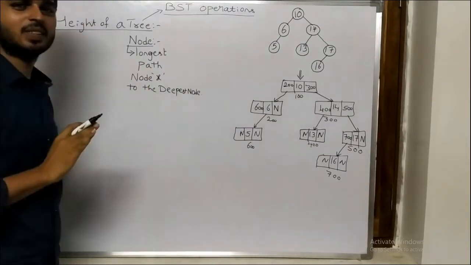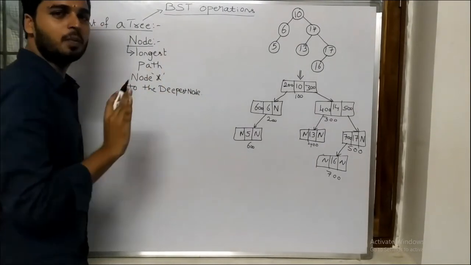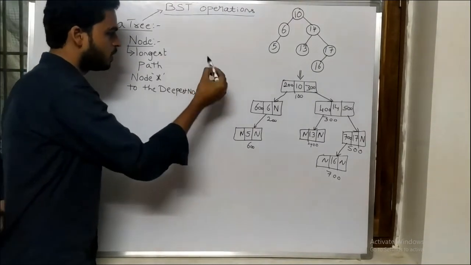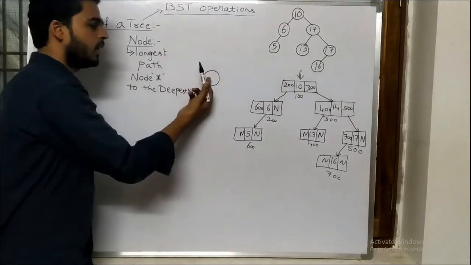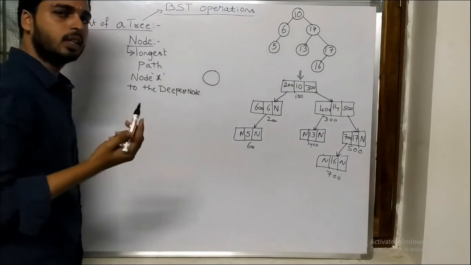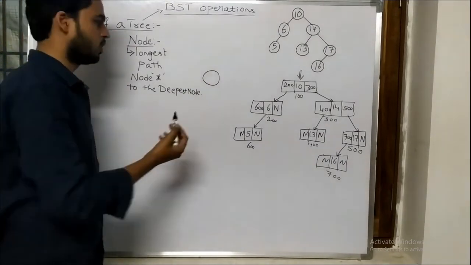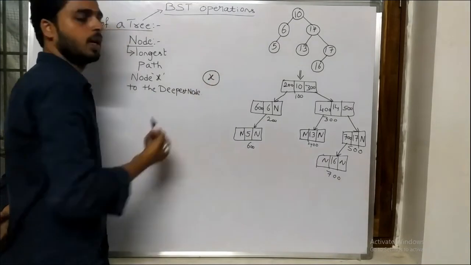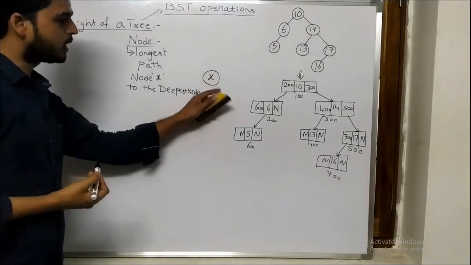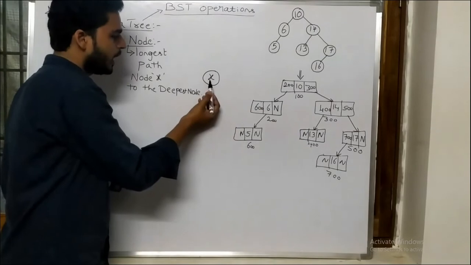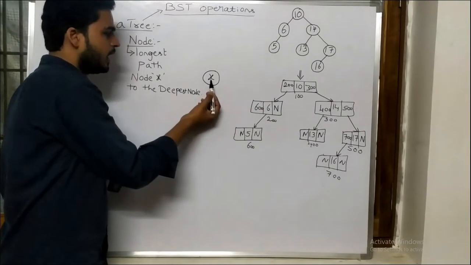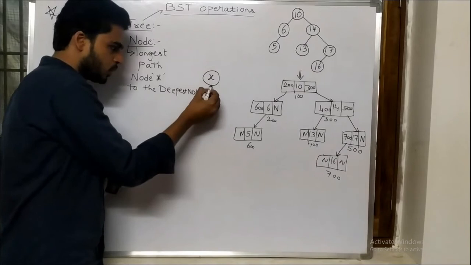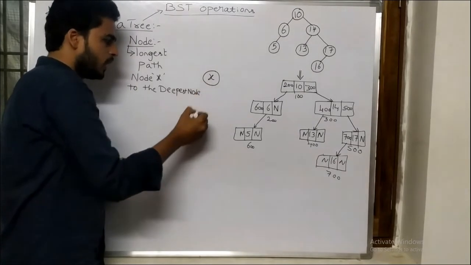There is nothing. Then the height of the tree is 0. Obviously you know. There is a node, single node. What is the height of this tree? See, a tree can contain a single node also, right? So the value of that node is x. Okay. What is the height of this tree? This height of the tree I can define as the length of the longest path from the node x to the deepest node.